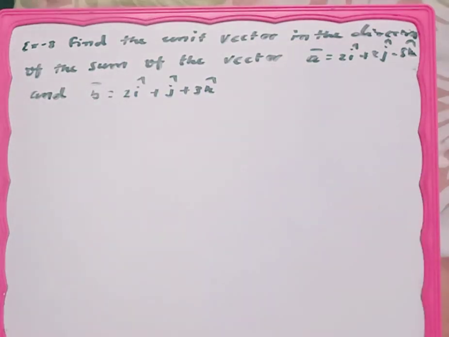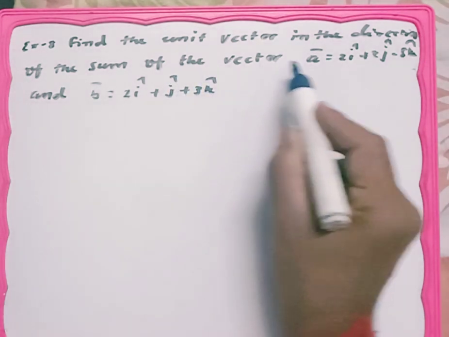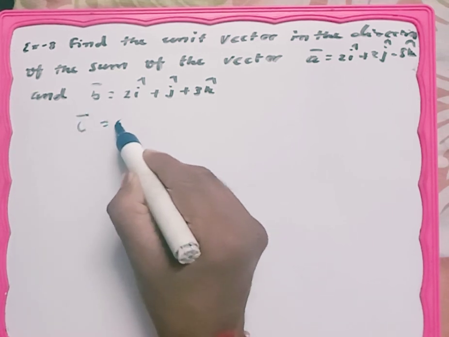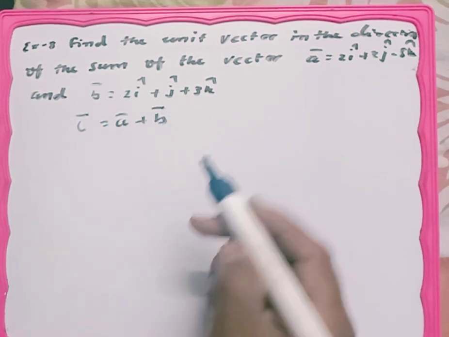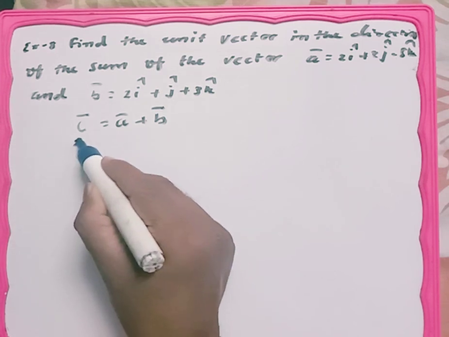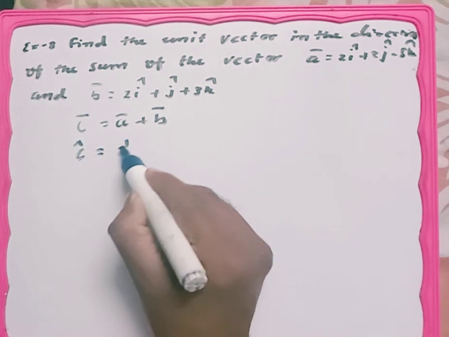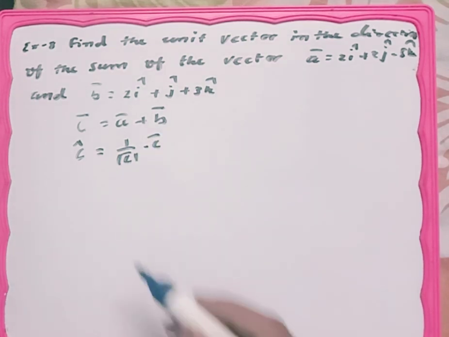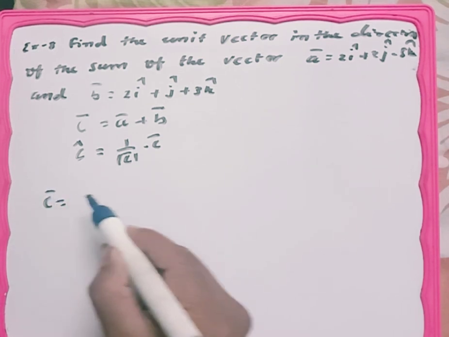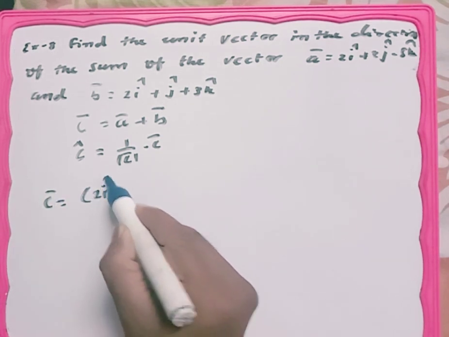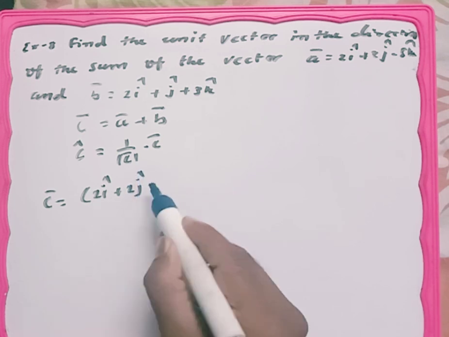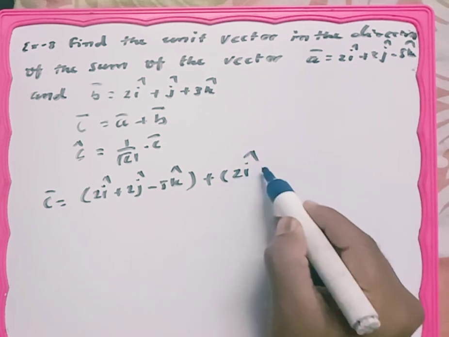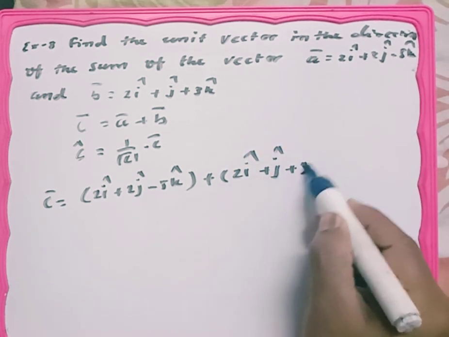Example 8, we have: find the unit vector in the direction of the sum of two vectors a bar and b bar. So let c bar be the vector which is the addition of a bar and b bar. Then we have to find the unit vector of c, that will be 1 by magnitude c bar into c bar. So first we find c bar, then c bar equals a bar plus b bar, that means 2i cap plus 2j cap minus 5k cap plus 2i cap plus j cap plus 3k cap.